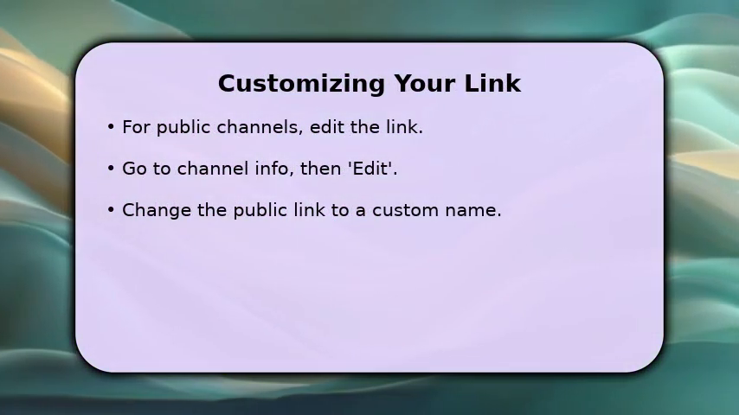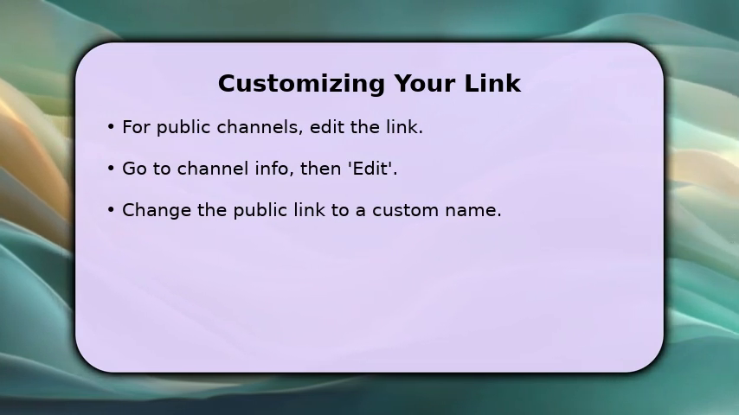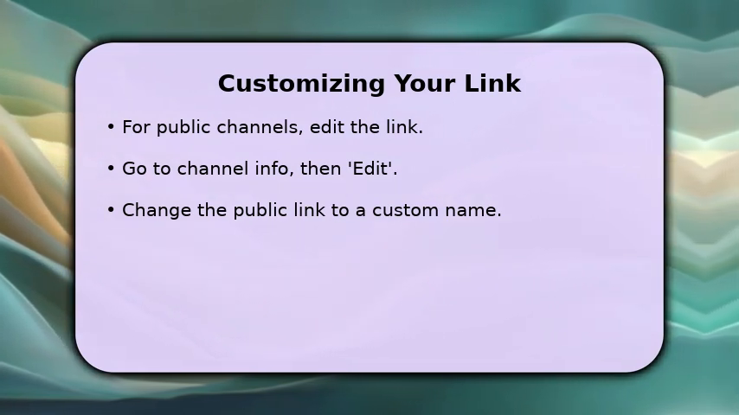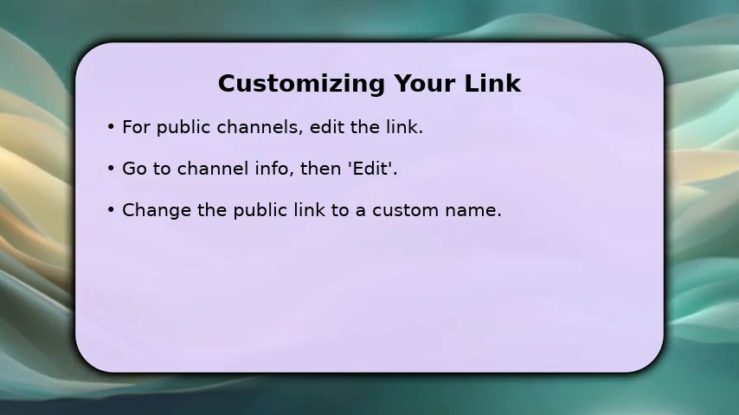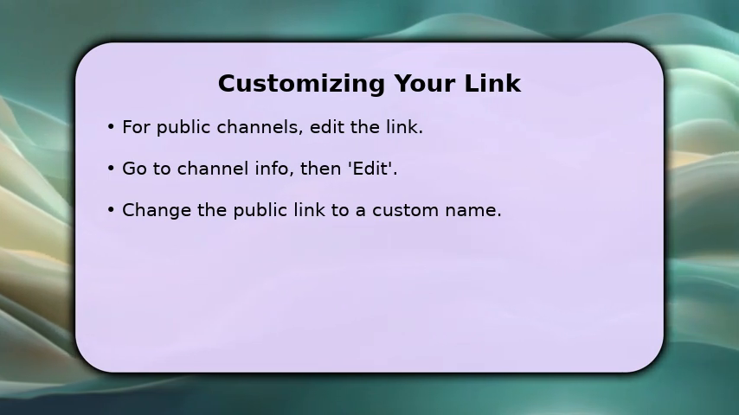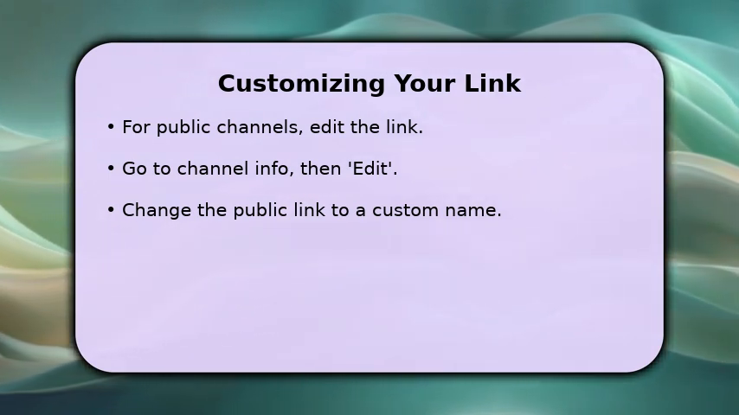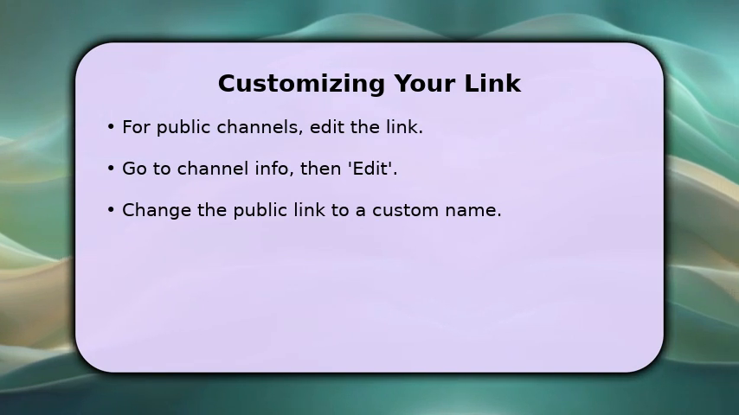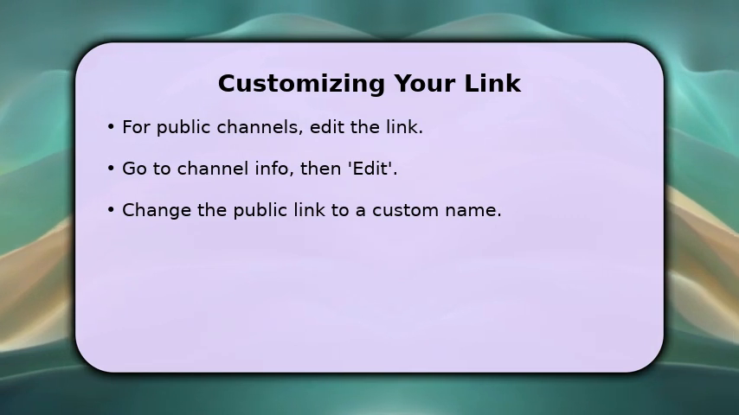For public channels, you have the fantastic option to customize your link, making it easier to remember and share. After opening your public channel, tap its name and then select Edit. Within the channel settings, you'll find the option to change your public link. You can then enter a custom name, like t.me/yourchannelname. Just make sure your desired custom name is available before saving your changes. It's a great way to brand your channel.